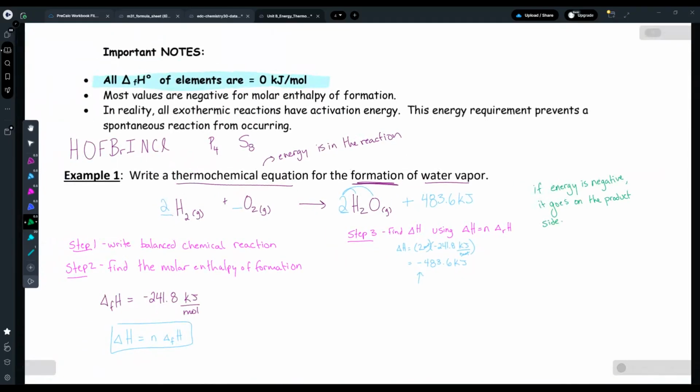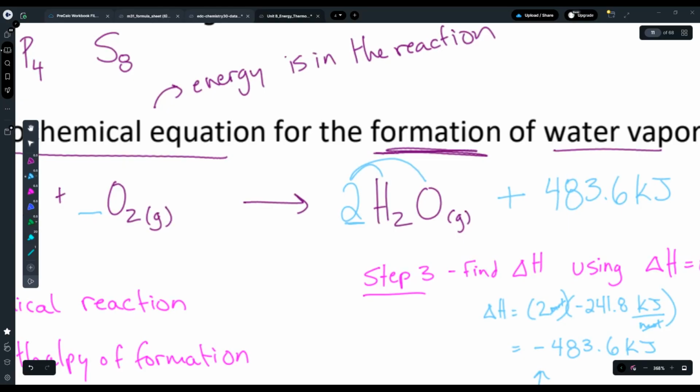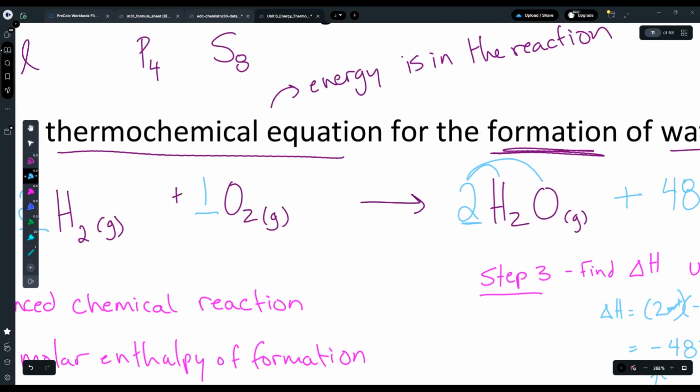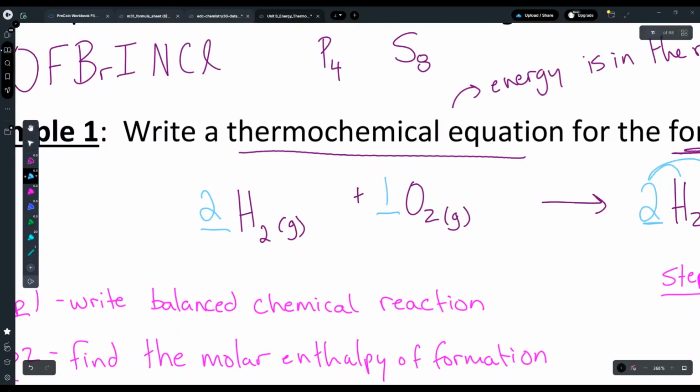Okay, now if it really bugs you to leave the coefficient for oxygen blank like that, you could always write a 1. Okay, so if there's no number for a coefficient, you can assume that it's 1.